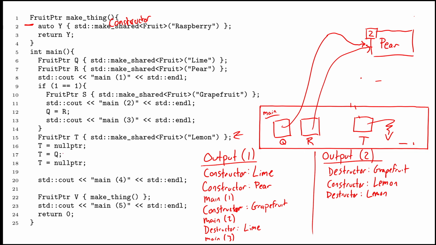Okay, line 17. Set t to point to the same thing q points at. Okay, so normally when I reassign a smart pointer, I have to make sure that I decrement the reference count for what it currently points to. But on line 17, t doesn't point to anything right now. So I don't have to bother with decrementing any reference count. So I set t to point to the same thing q points to. So t is now going to point to pair. And that means I have to increment the reference count for pair. Now it's 3. There are 3 different pointers pointing to it. And then I print out main 4.